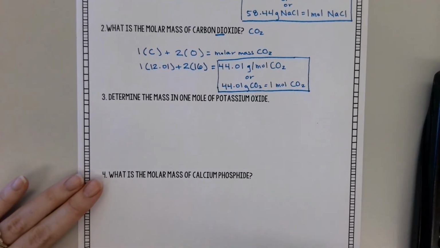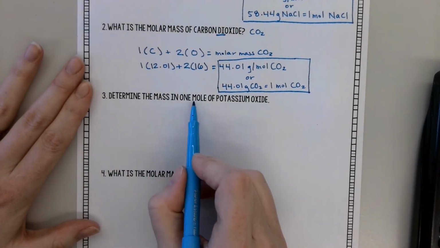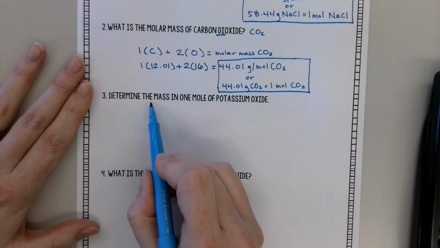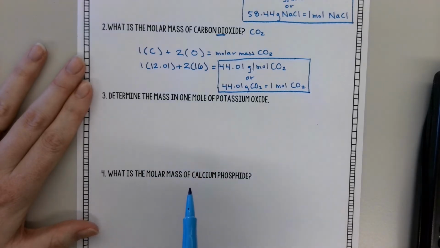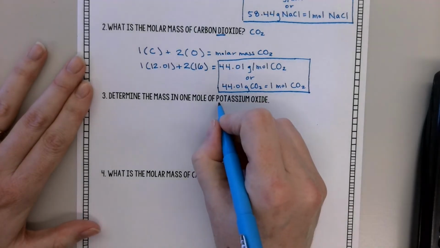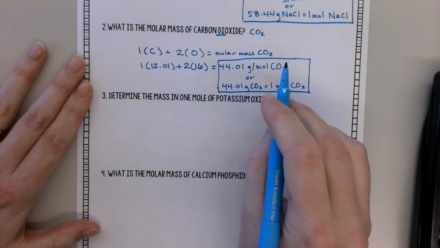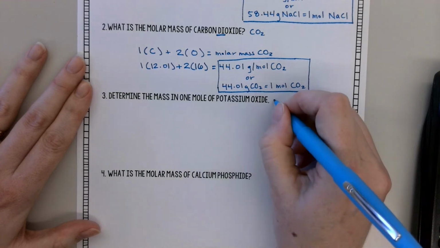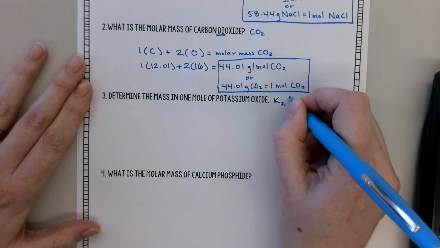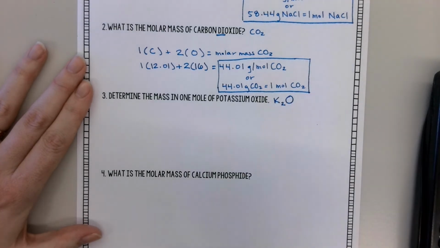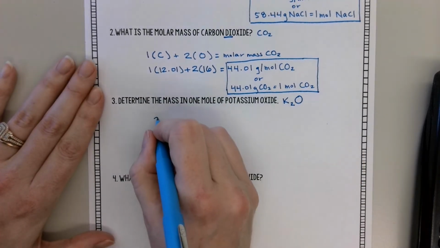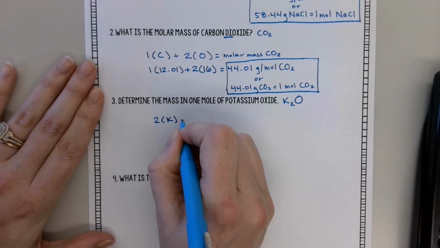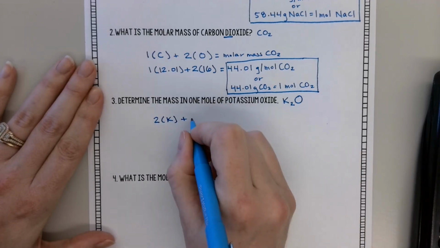All right, next problem. Determine the mass in 1 mole of potassium oxide. You see that wording, the mass in 1 mole, it just means molar mass. And potassium oxide, this type of compound we have to create with our charges, so it is K2O. Potassium oxide has 2 potassiums, and it has 1 oxygen.